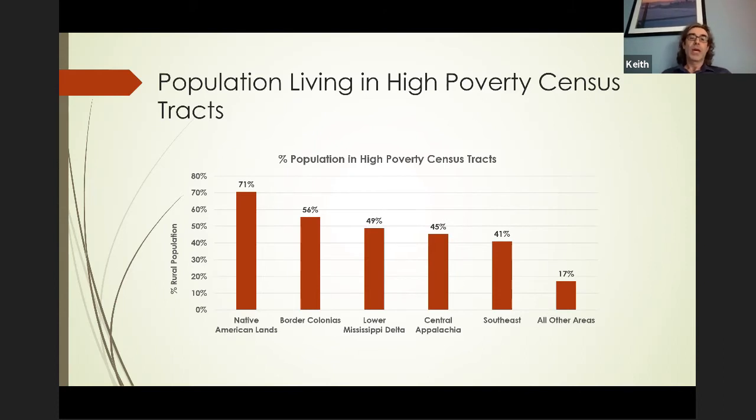But the other ones are a little closer, like 56% of the population in the border colonies region is in a high poverty tract, 49 for the Delta, 45 for Central Appalachia, and 41 for the Southeast. It's considerably higher in those regions than rural areas in general. And actually in the Southeast, if you take out Virginia, it's pretty much a duplicate of the lower Mississippi Delta. It goes up to like 47 or 48%.